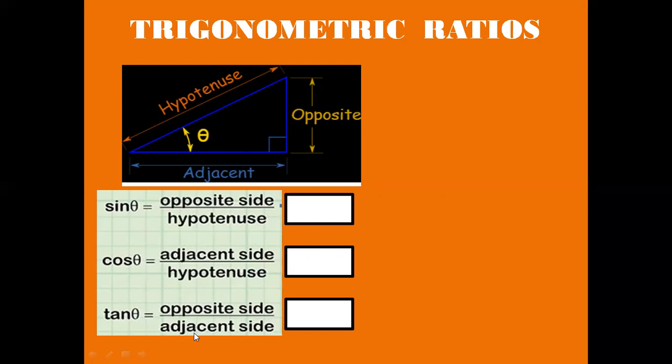But how do we remember these formulas? If we can remember SOH, CAH, TOA, we can easily remember the formulas. What is SOH? S is sine, O is opposite, H is hypotenuse. In CAH, C is cos, A is adjacent, H is hypotenuse. TOA: T is tan, O is opposite, A is adjacent. So if you can remember these three, you can easily recapitulate the formulas of sine, cos and tan.